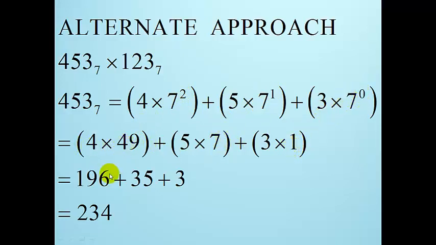4 times 49 is equal to 196. Plus 5 times 7 equals 35. Plus 3 times 1 is equal to 3. So 196 plus 35 plus 3 is equal to 234. That is 234 base 10. So 4, 5, 3 base 7 equals 234 base 10. Now we also convert 1, 2, 3 base 7 to base 10.